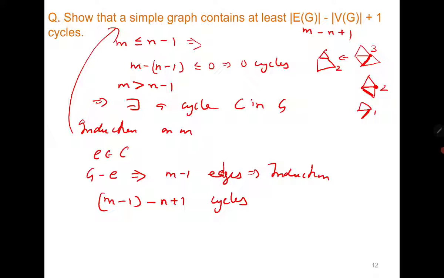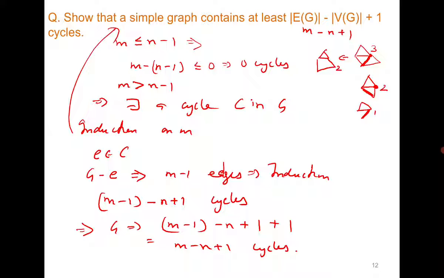And I know that E belongs to a cycle. So when I put back this edge, the number of cycles increases by 1, and therefore G has m minus 1 minus n plus 1 and then plus 1, which is m minus n plus 1 cycles. This is what we had to prove. So you can see that we have proved the result by induction on the number of edges, and we identified a particular edge with the property that it belongs to a cycle.